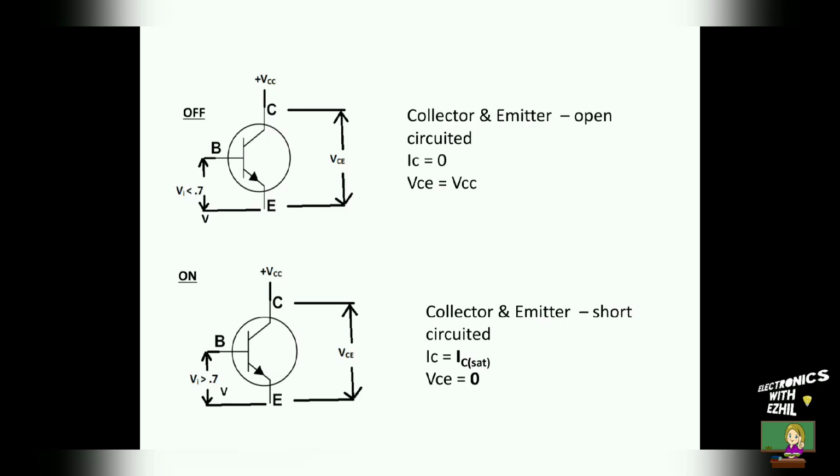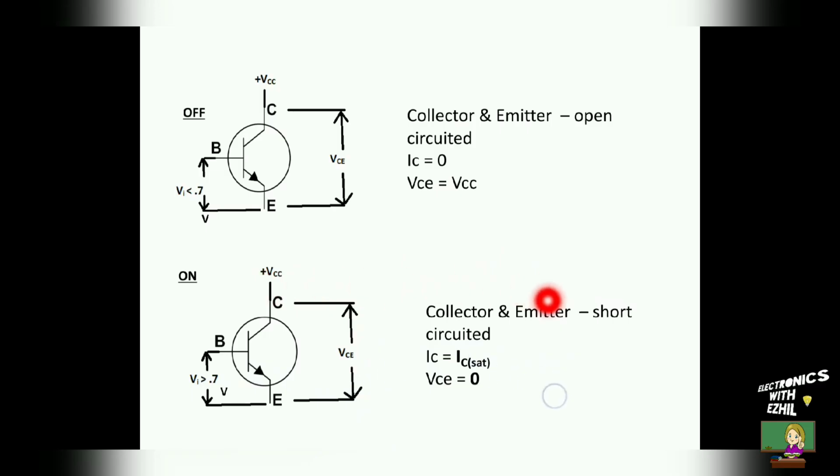When the input voltage applied between the base and the emitter junction of the transistor is greater than the cut-in voltage, then the transistor will go to on state, which means the collector and the emitter terminals of the transistor are getting shorted here. So more current will be flowing through the collector terminal, which is equal to IC saturation. The voltage across the collector to emitter terminal will be equal to 0, since the voltage across the short circuited terminal is 0. Let me summarize this.